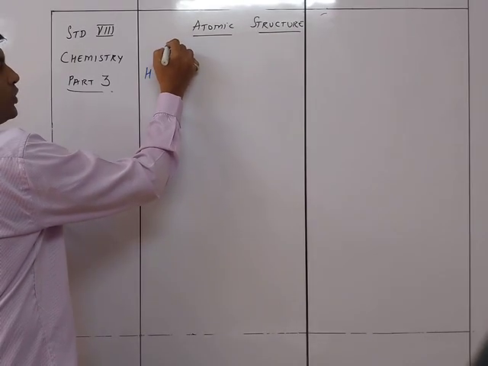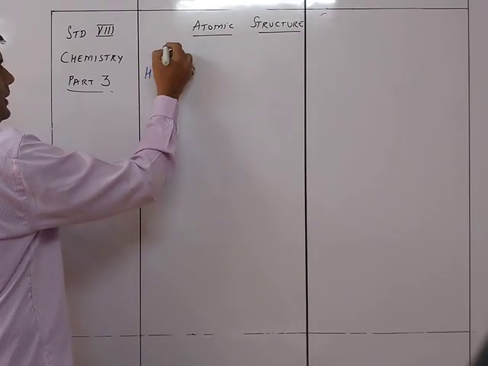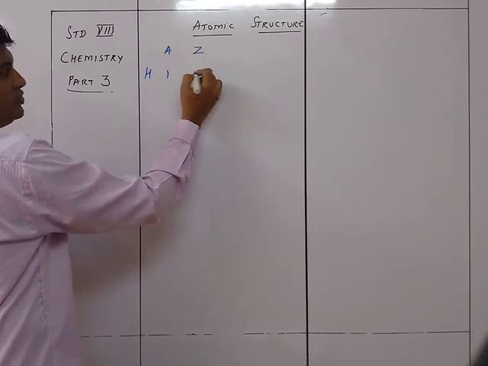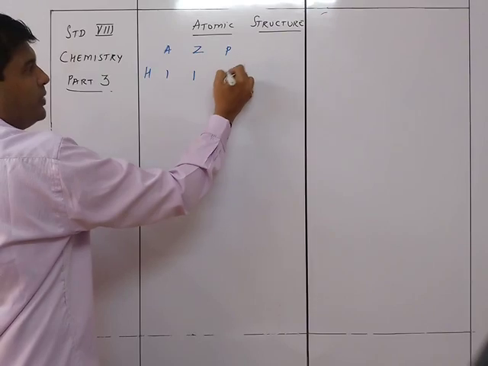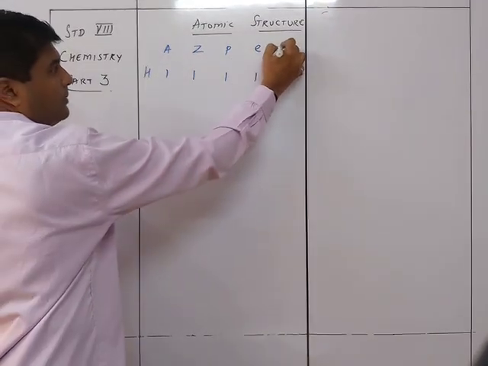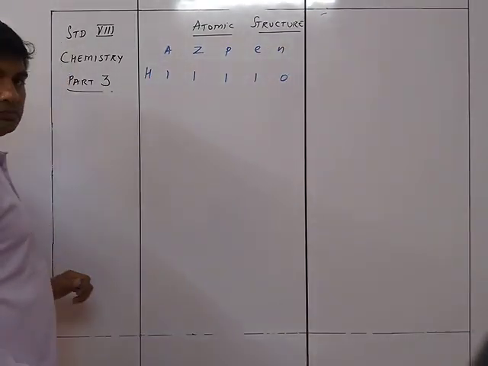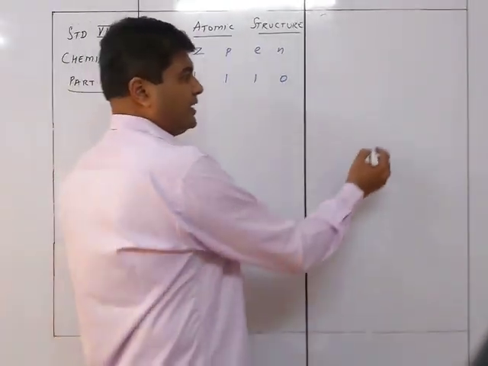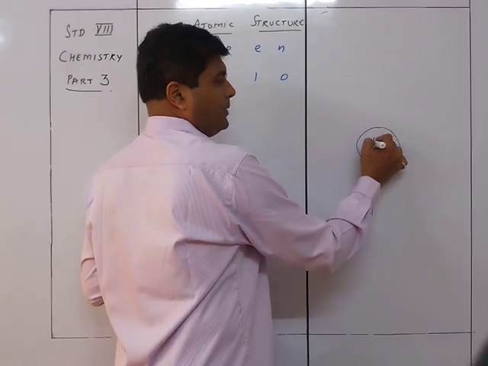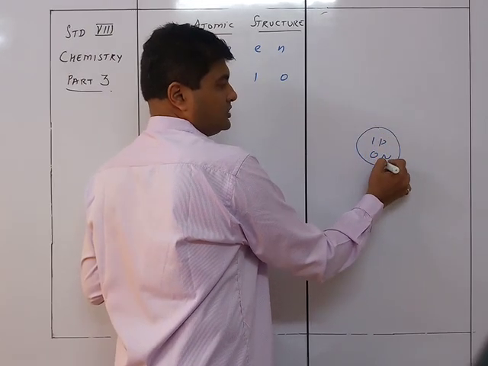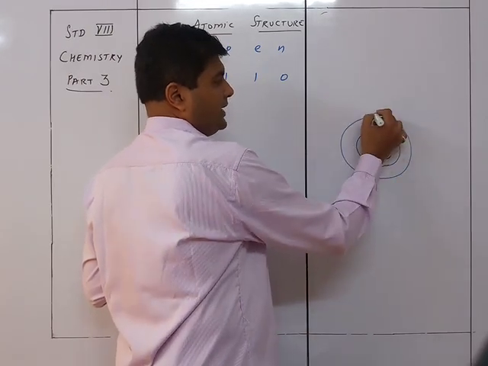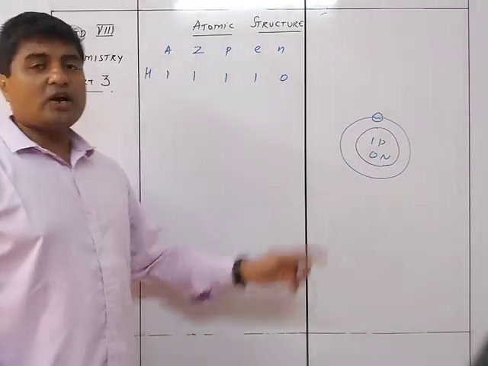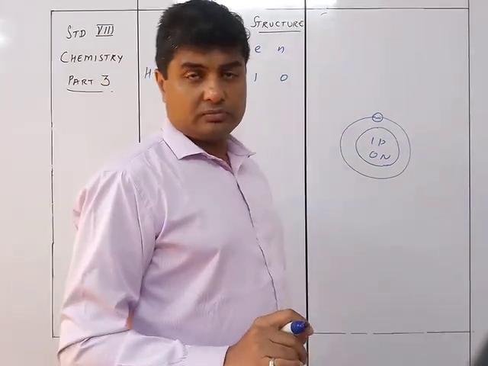So if the atomic mass is 1 and the atomic number is 1, the number of protons will be 1, the number of electrons will be 1, and the number of neutrons will be 0. Because the number of electrons is only 1, the atom will be like this: 1 proton, 0 neutrons, and 1 shell containing 1 electron. This is the atomic structure of hydrogen.